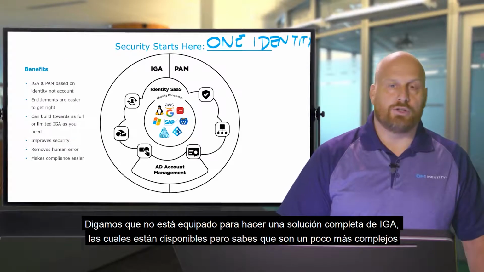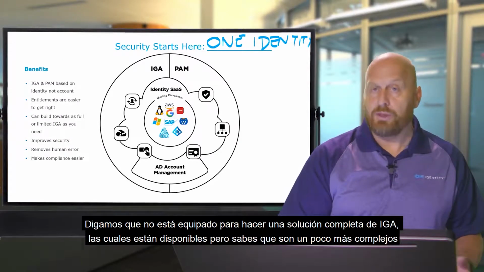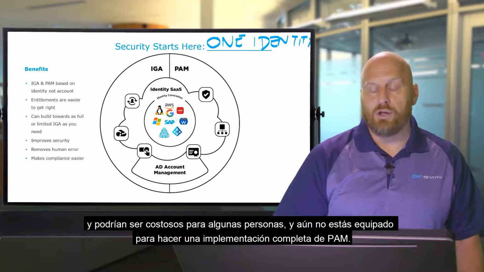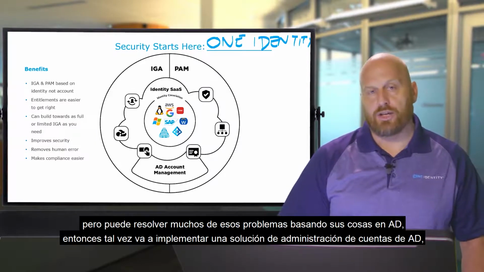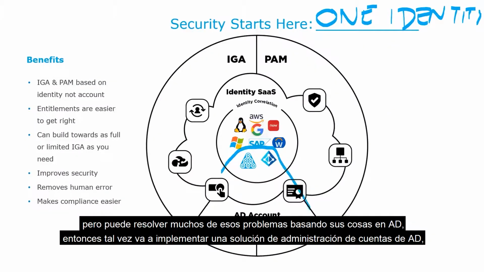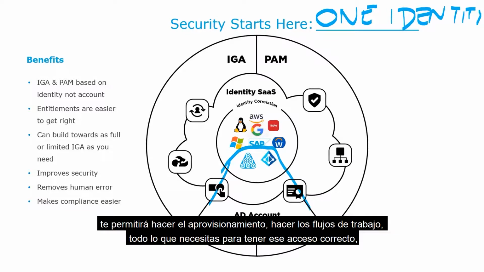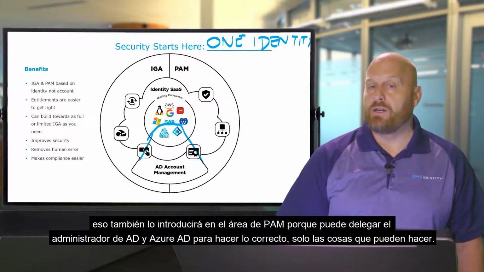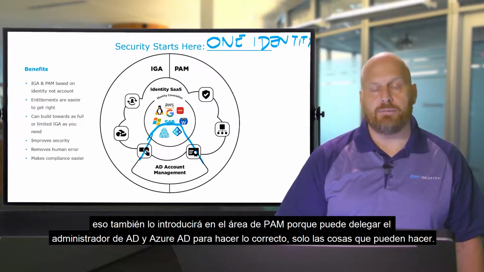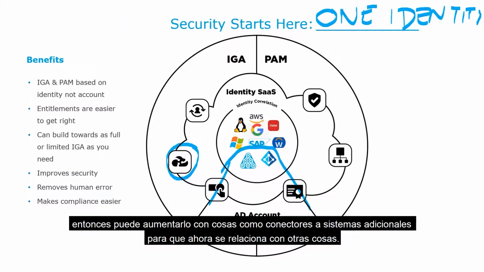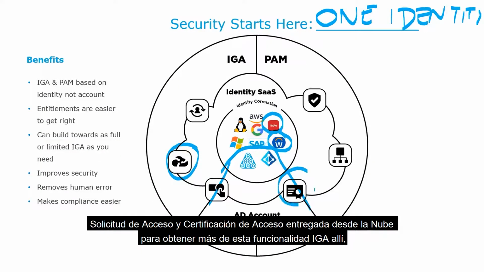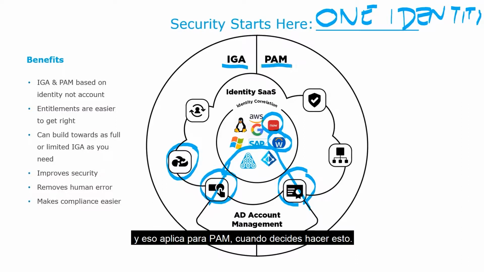Let's say that you're not equipped to do a full IGA solution, which they're available, but they're a little more complex and they could be expensive for some people. And you're not equipped to do a full PAM implementation yet. But you can solve a lot of those problems by basing your things on AD. So maybe you're going to implement an Active Directory account management solution that's going to allow you to do the provisioning, do the workflows, everything you need to get that access right. That will also introduce you into the PAM area because you're able to delegate the AD and Azure AD admin to do only the things that they're allowed to do. Then you can augment it with things like connectors to additional systems so that it now embraces other things. Access request and access certification delivered from the cloud, so that you get more of this IGA functionality there. And then that can also apply to PAM when you decide to do that.